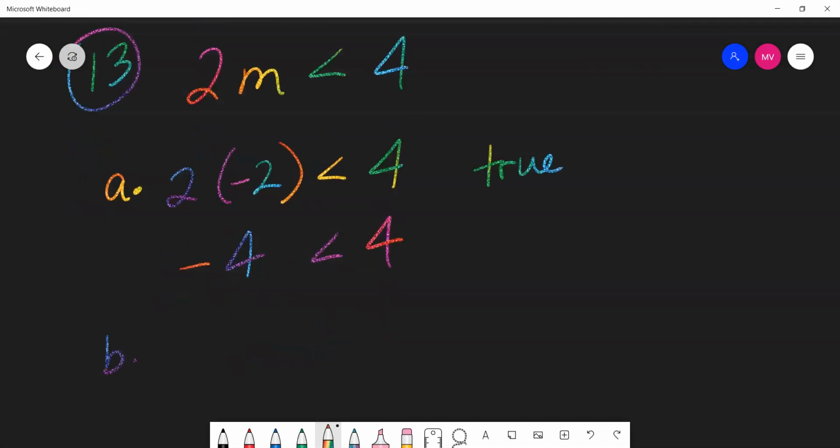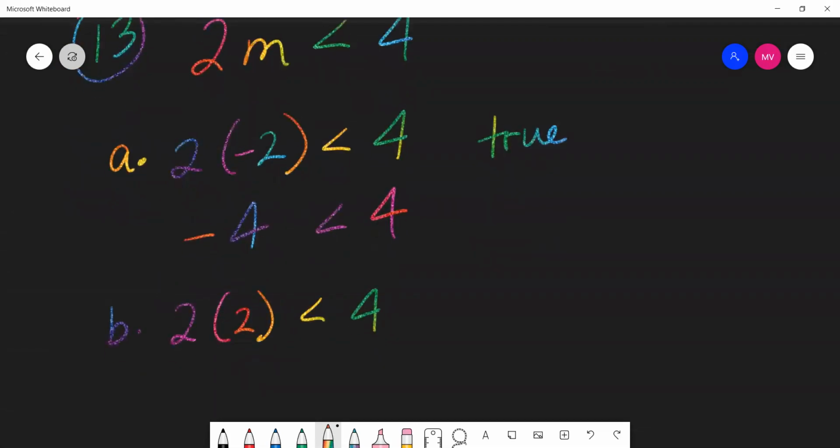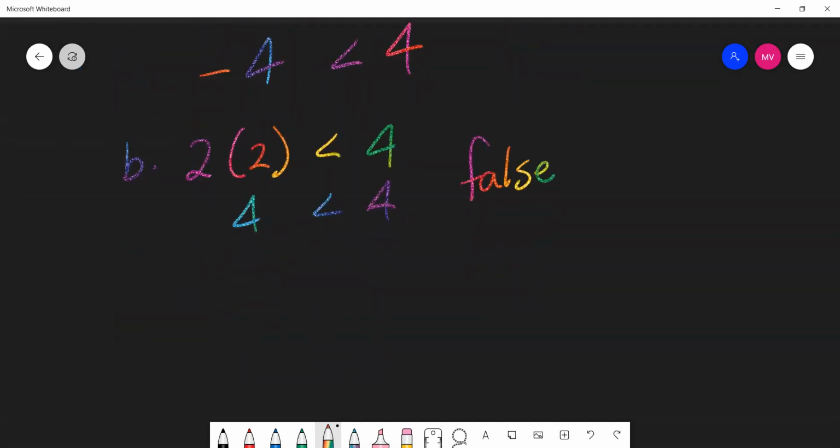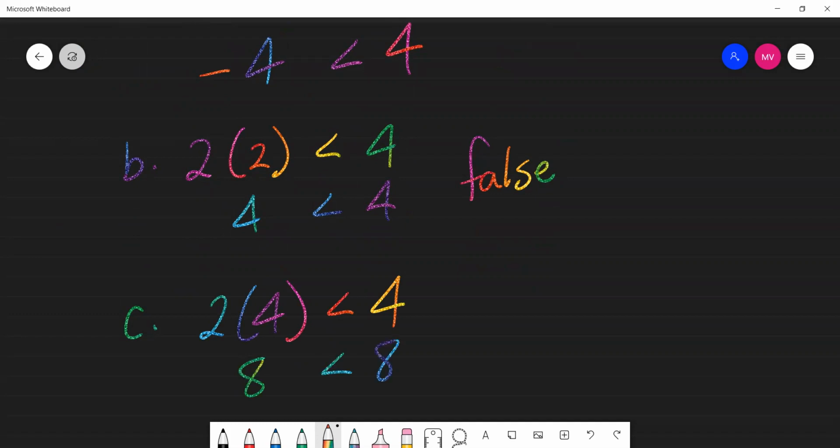All right, so B gives us the number 2. So 2 times 2 is less than 4. So what's 2 times 2? Is 4 less than 4? No, because it can only be equal to. So that one is false. And then the last one here is 4. So 2 times 4 is less than 4. And what's 2 times 4? Right. Is 8 less than 4?